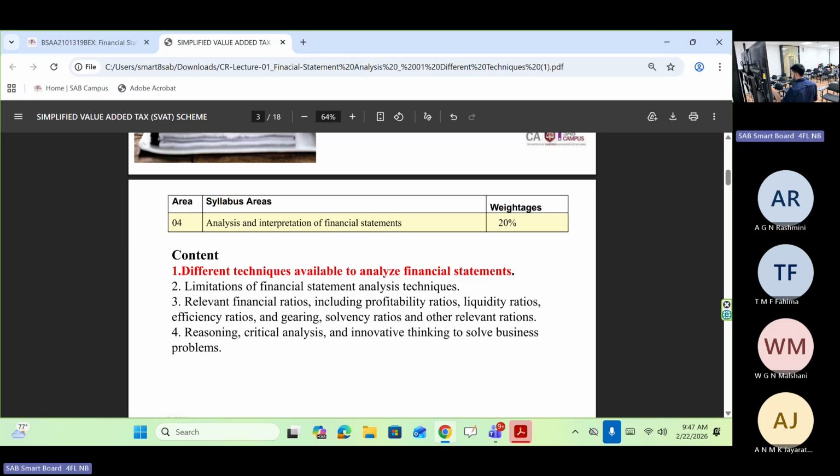So these things we discussed, right? Limitation of financial statement analysis techniques: ratio analysis limitations, common size financial statement analysis limitations. We have already discussed relevant financial ratios, including profitability, liquidity, solvency ratios. We have already done it, right? All the things covered. I think now you can start your learning, right? The content is finished. Now we can move to case 38.